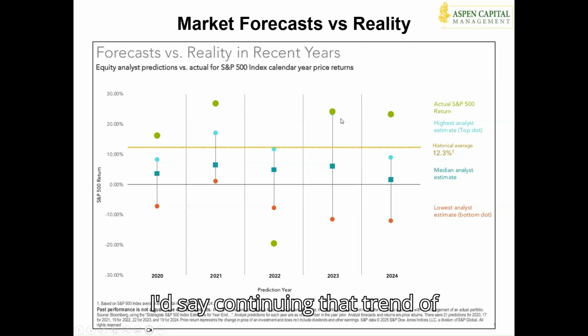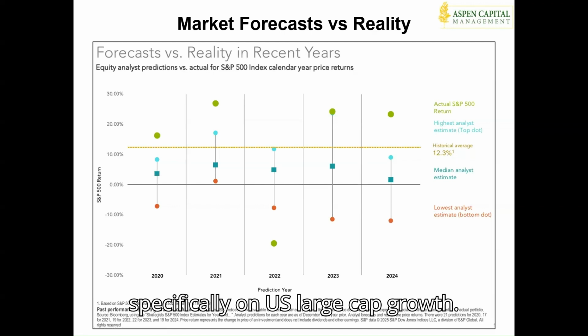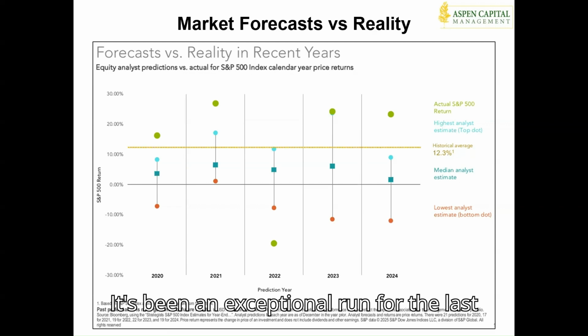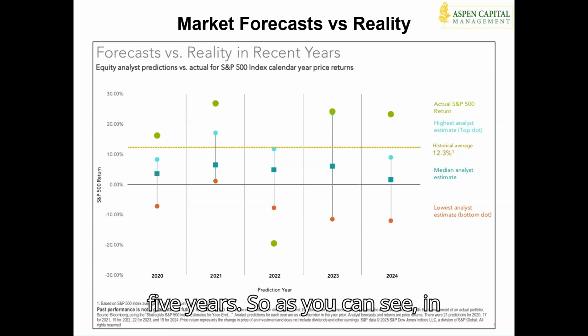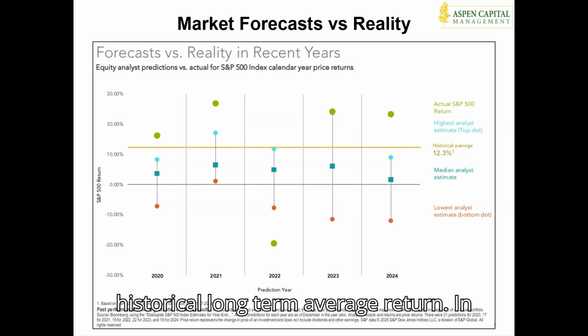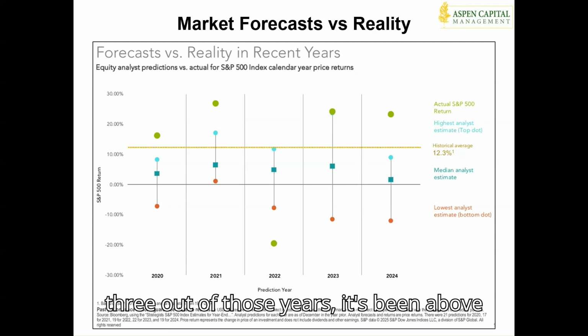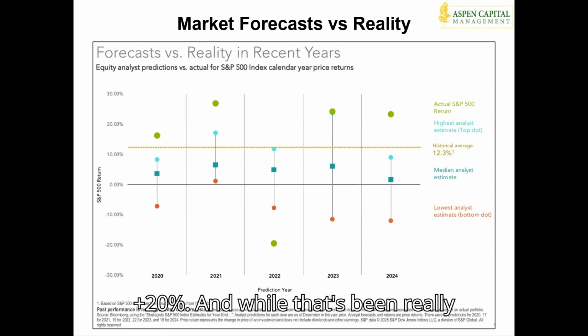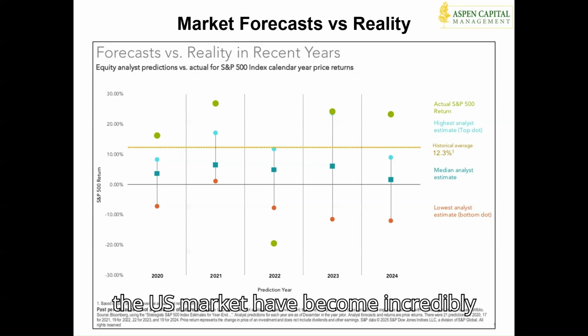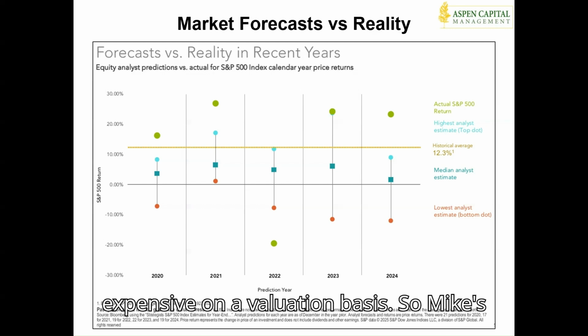Finally, I'd say continuing that trend of US markets and focusing in specifically on US large cap growth, it's been an exceptional run for the last 5 years. So as you can see, in 4 out of the last 5 years, the S&P 500 return has well exceeded its historical long-term average return. In 3 out of those years, it's been above positive 20%. And while that's been really beneficial to investors' portfolios, it's put us in a position where parts of the US market have become incredibly expensive on a valuation basis.